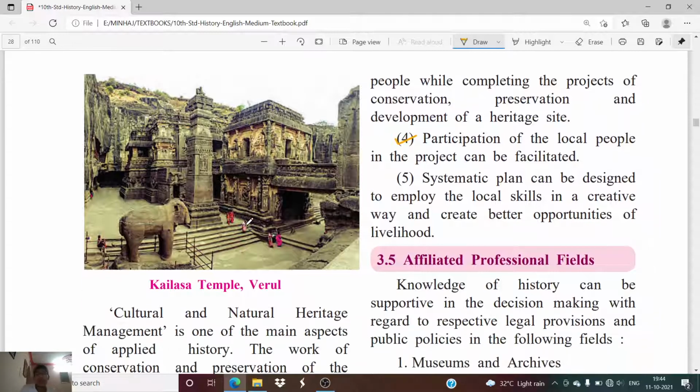Okay, then a systematic plan can be designed to employ the local skills in a creative way and create better opportunities of livelihood. So whenever we are going to conserve or preserve any of the sites, we have to be systematic, we have to plan the conservation properly, and then we have to apply that plan. And definitely when we are going to conserve or preserve, we need labor, we need employees. Okay, so that is going to give us an opportunity of employment and livelihood for the local people also.